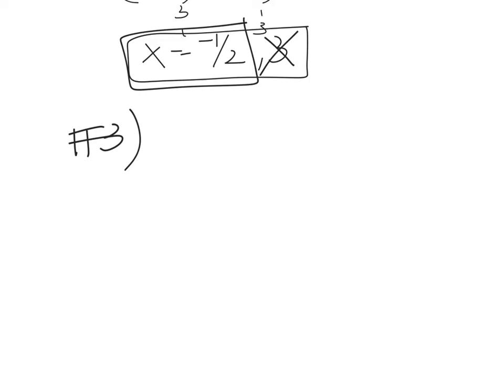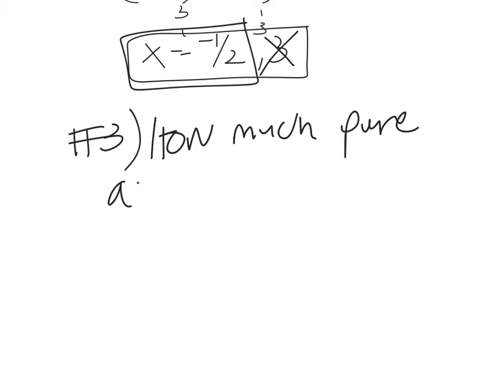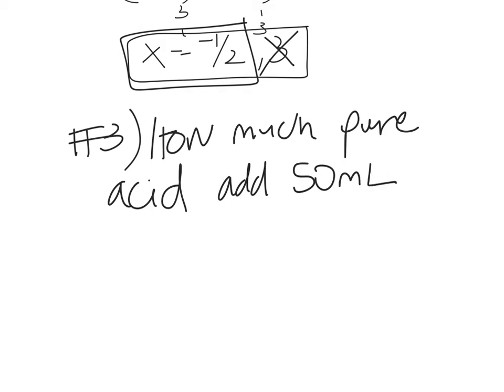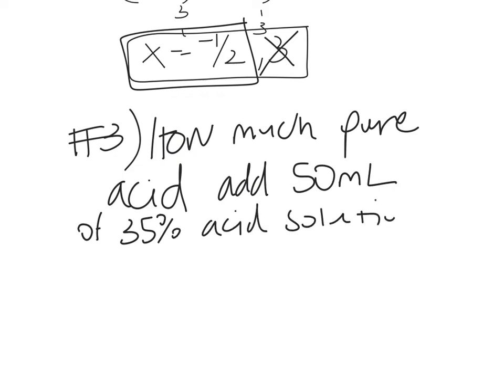Okay. It says right here, we're going to do a mixture problem. How much pure acid are you going to add to a 50 milliliter of 35% acid solution to get a 75% acid mixture?